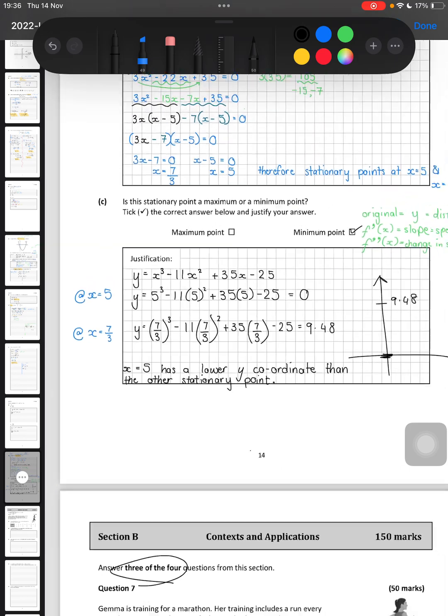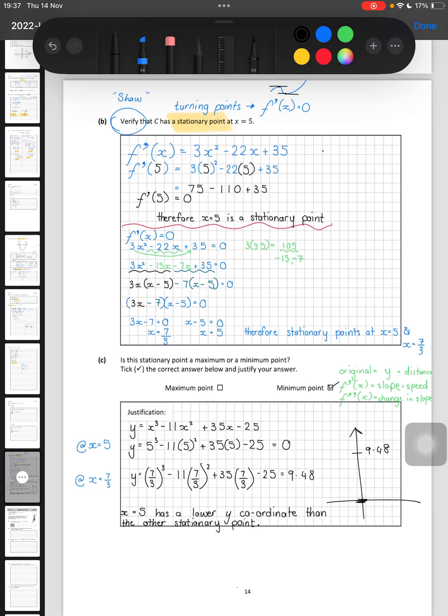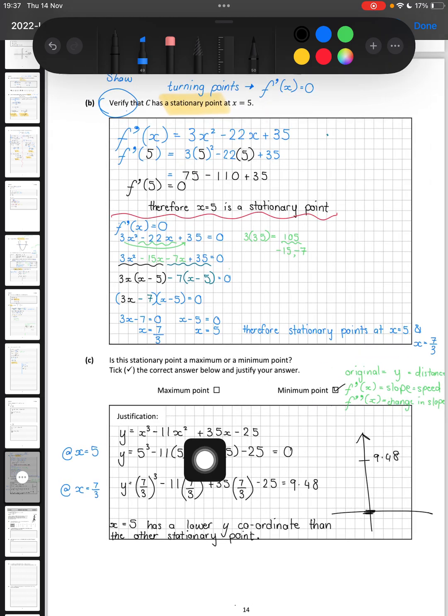And that's it. So that was kind of a mean question, but it was also stuff that we know and we've seen before. It was nothing that we haven't seen before. So in that sense, it was quite nice.